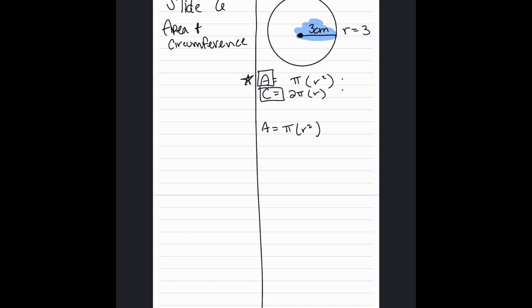And if you'd like, go ahead and pause the video and see if you plug in r, what you get as your final answer. Okay, and then plugging in that r, we have pi. Instead of r, we're going to put a 3 squared. And then 3 to the second power is 3 times 3, which is 9. So the area is 9 pi. Remember, we put the pi in the back. And we can leave pi in our final answer. That is totally fine. So our area of this circle here with a radius of 3 is 9 pi.